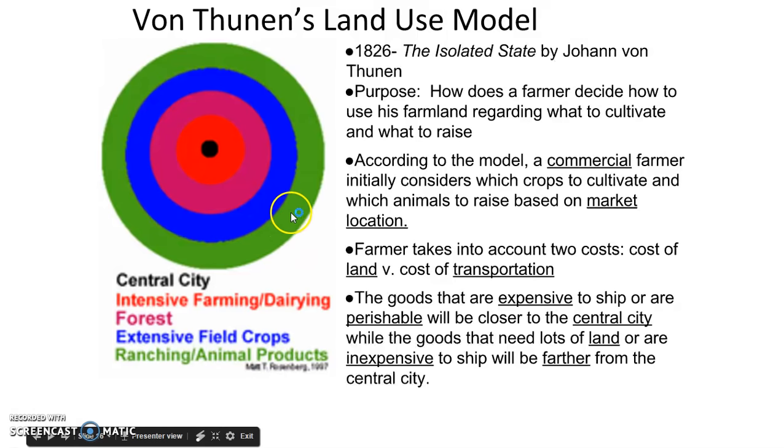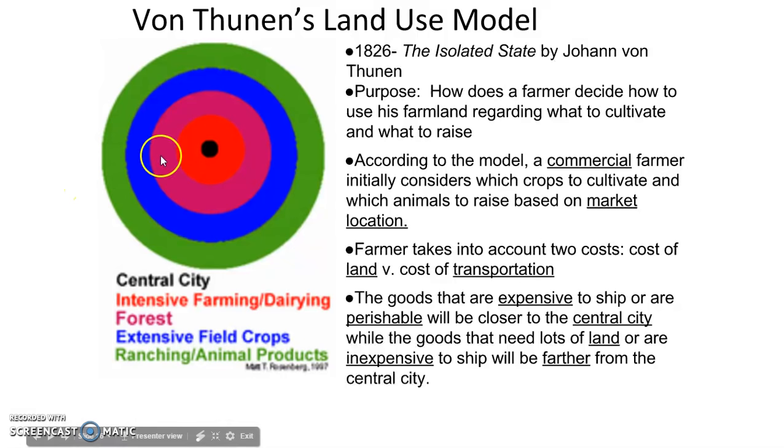And those that require the most land need to be out here where the land is the cheapest. Those that are the most expensive to transport, that are perishable and don't need as much land, can be here closer to the central city where the land is the most expensive, and they can use it the most intensively. So here are our rings. You'll notice that the von Thunen model is similar to the concentric zone model in structure.